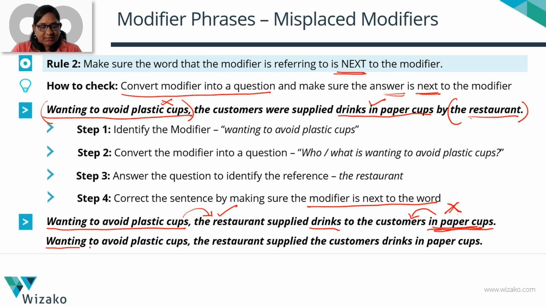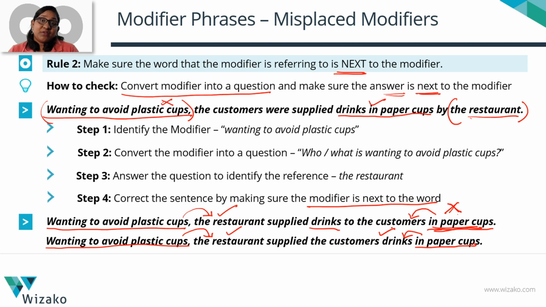Wanting to avoid plastic cups, modifier, convert into a question. Who or what is wanting to avoid plastic cups? The restaurant. So this modifier reference is correct. Supplied the customers drinks in paper cups. Who or what is in paper cups? The drinks. So this modifier construction is also perfectly fine.